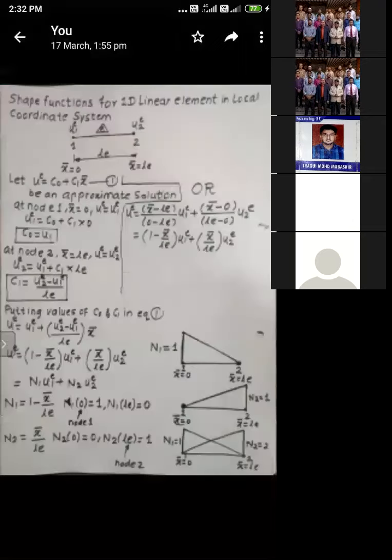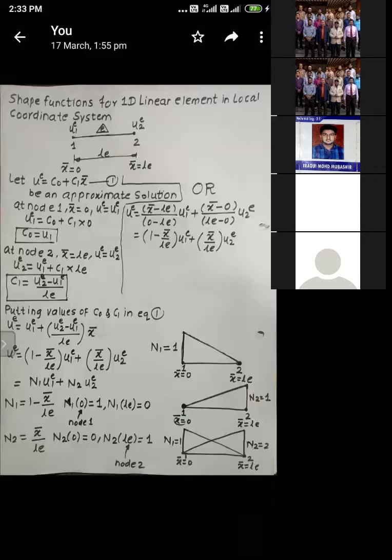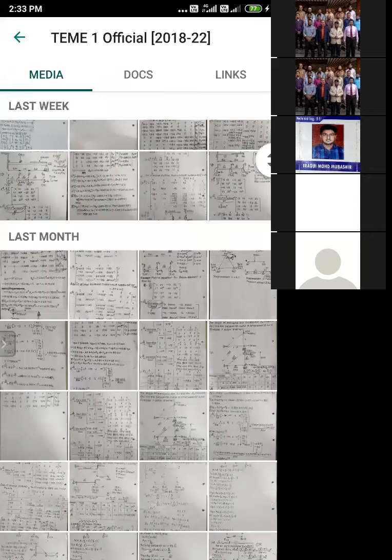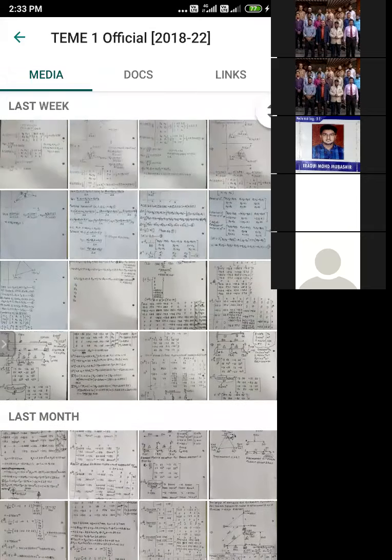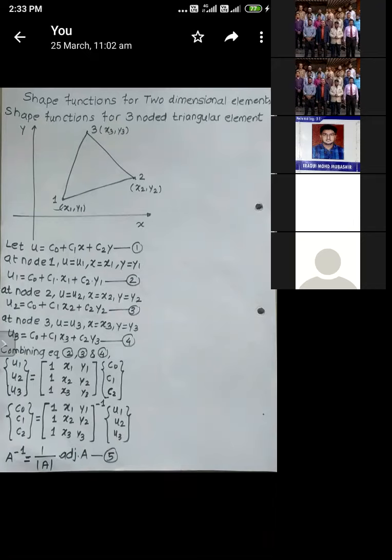See here, what is there in your notes? When we started with the shape function for the 1D element, what approximate solution did we write? C0 plus C1x. It's the approximate solution for a linear element. In the last lecture we took the triangular element. What did we write? C0 plus C1x plus C2y. So this was the additional term.